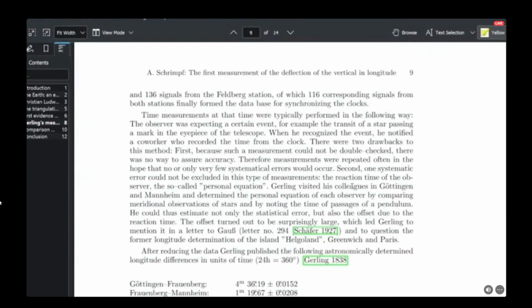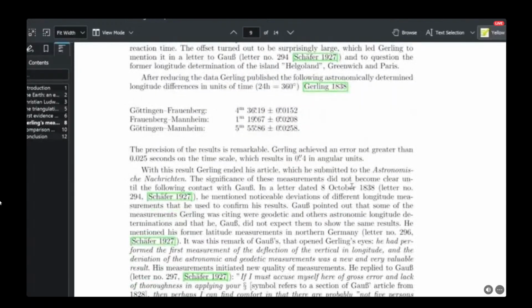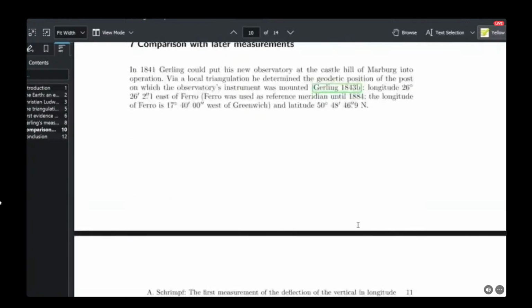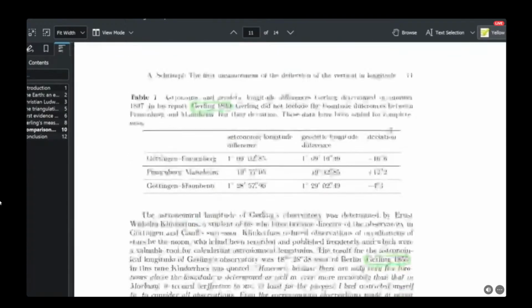See, the precision of the results is remarkable. An error not greater than 0.025 seconds on the time scale. So by looking at the astronomical correlation, he was able to fix it. And it correlated with later measurements, of course, via the longitude, latitude corrections.